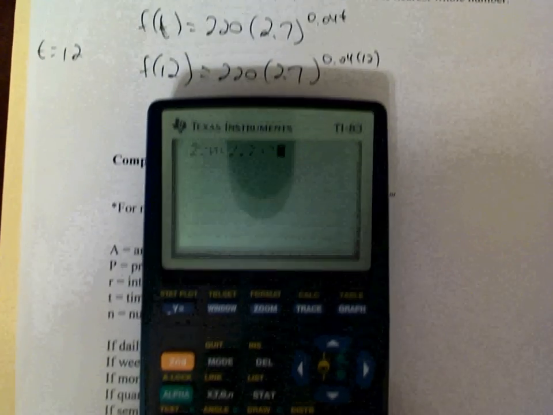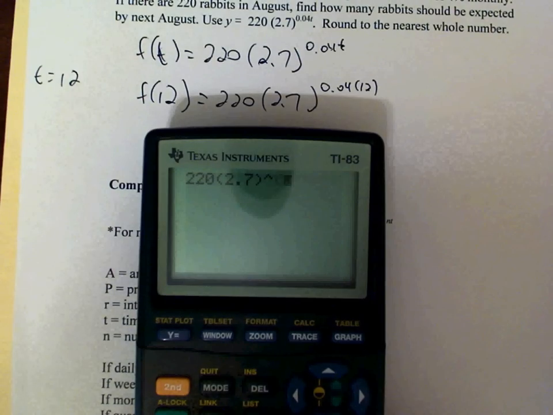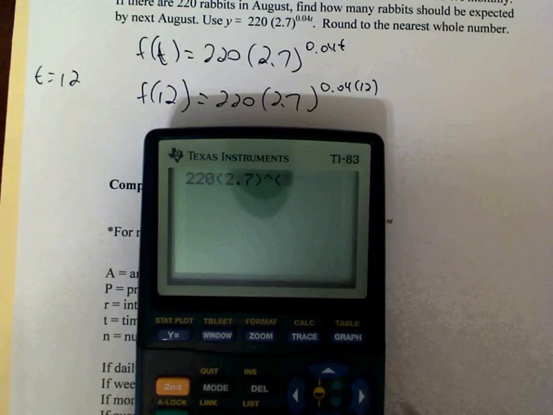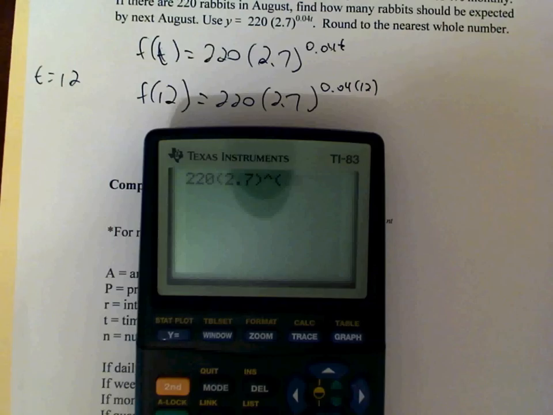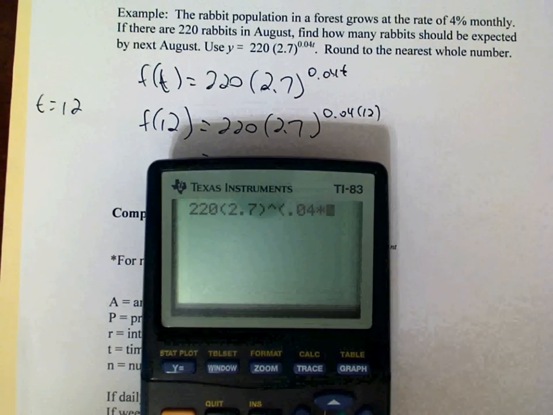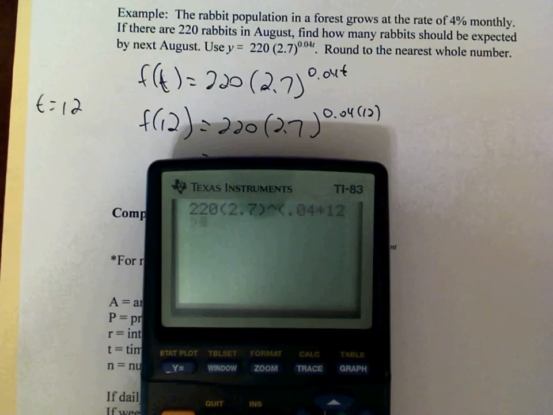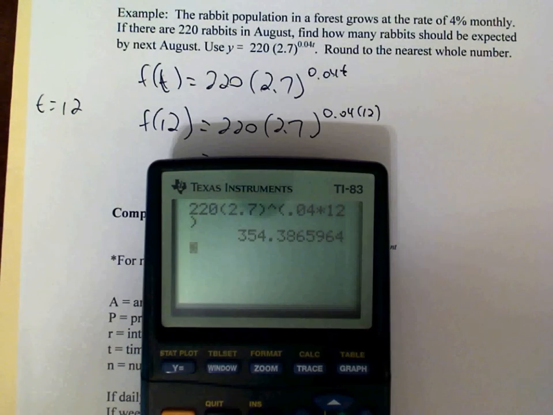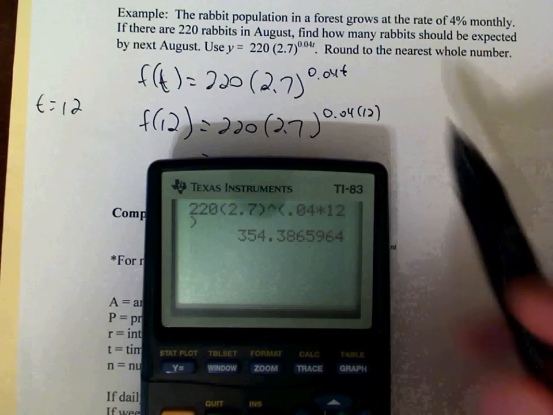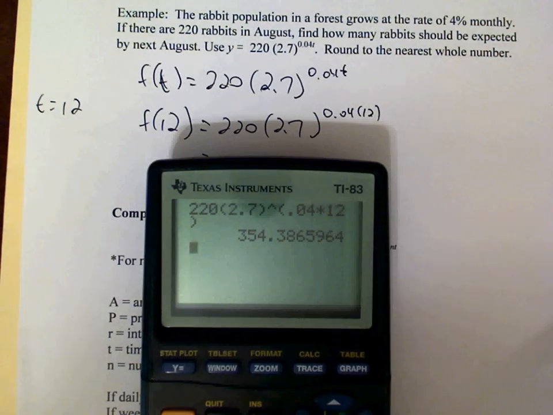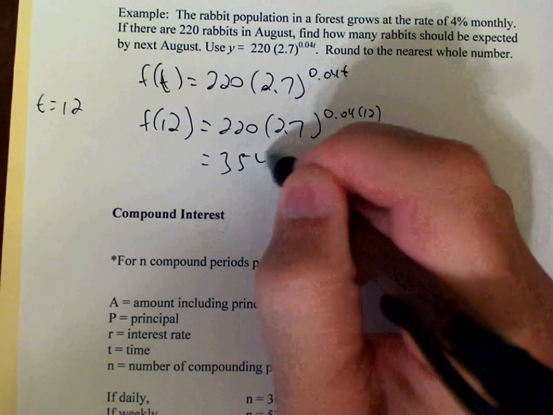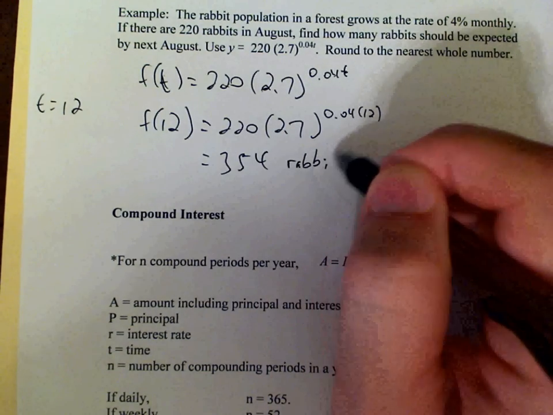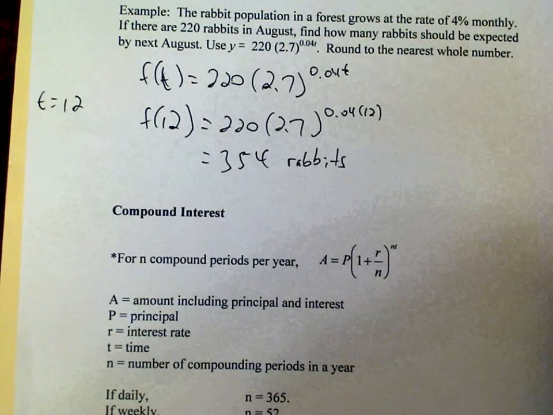That's your exponent key. Now watch this. I'm going to hit parentheses again because I got two numbers in my exponent. I'm going to type that in all at once. 0.04 times, I'm using the times symbol in this case, the asterisk, times 12, close parentheses, and then hit enter. That tells me I'm going to have approximately, well, it says round to the nearest whole number, so I'm going to have 354 rabbits. So the only issue is do you know how to use your calculator?